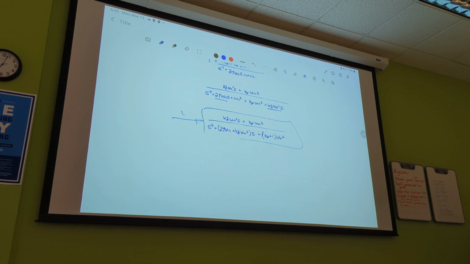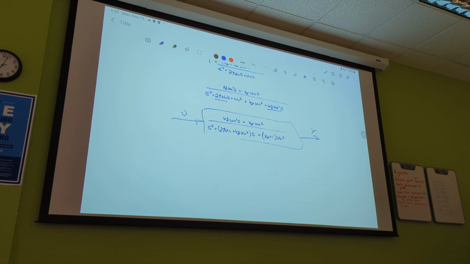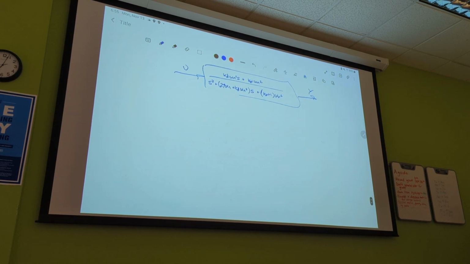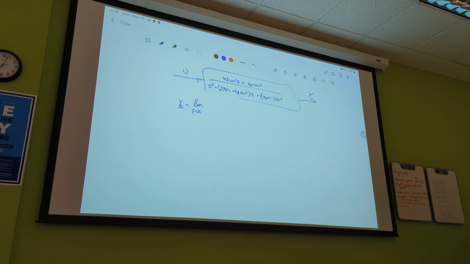So this is the closed loop transfer function here. This would be your U, that would be your Y. If we want to figure out the steady state output of this to a step, it's going to be the same as before. We have Y steady state equal to the limit as s approaches 0 of s times this guy here.